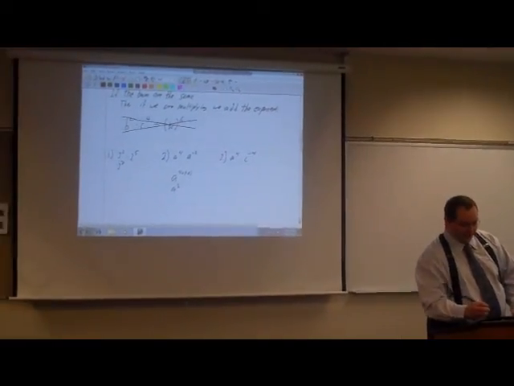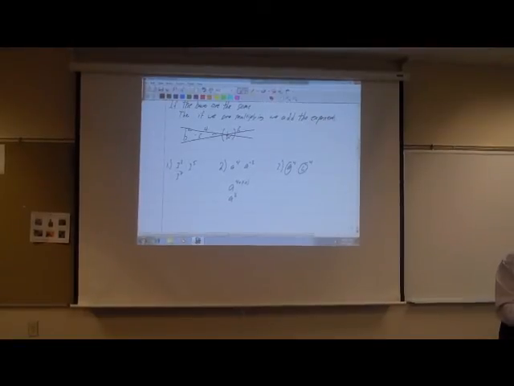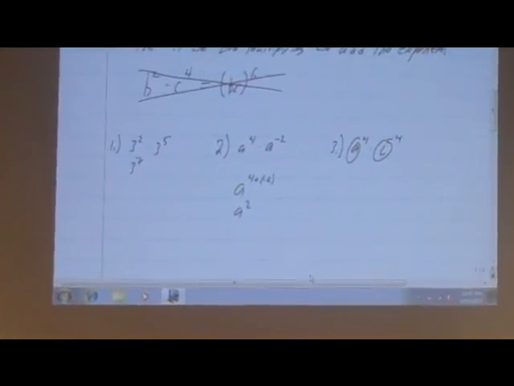Oops. Yeah, you gotta watch those bases. A is not the same thing as c. So we can't do anything with them. This is as reduced as we can get.